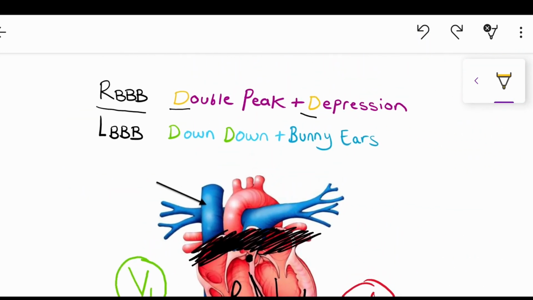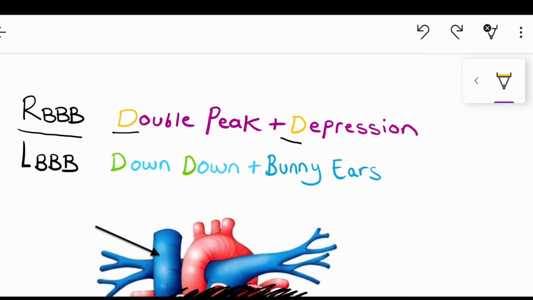Before we start, as always, here is something to keep your mind somewhat informed prematurely. So this should give you some indication of what to look for when looking for bundle branch blocks. When you think of right, think of a double peak or a depression. When you think of left, think of double down and bunny ears. Double peak and depression for right, double down and bunny ears for left.